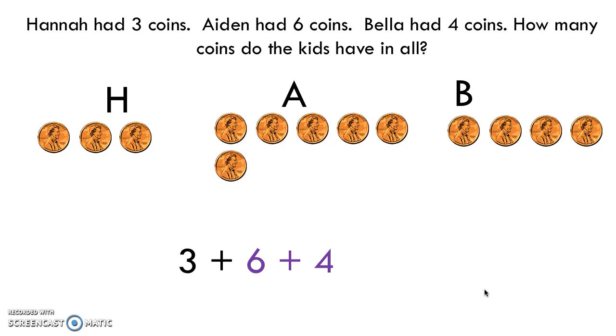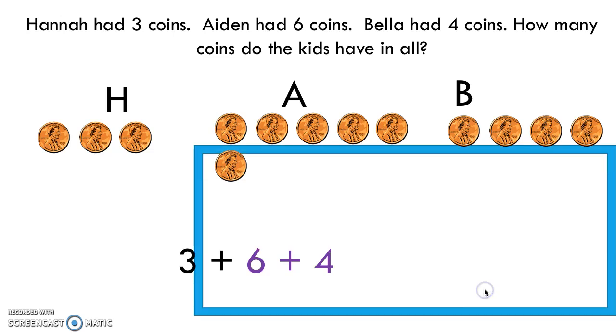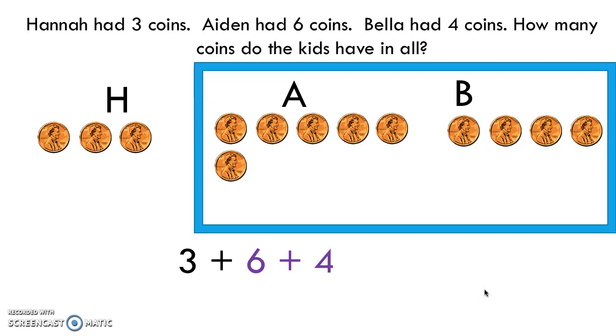Which one? Oh, I see it. Do you see it? Which one is it? Yeah, if I have all of Aiden's coins and all of Bella's coins and I put those together, that's going to make my good group of 10. I'm going to go ahead and circle that now. There we go. You'll notice in my number sentence of 3 plus 6 plus 4 that I made the 6 and the 4 a different color just to help you out to find that group of 10.